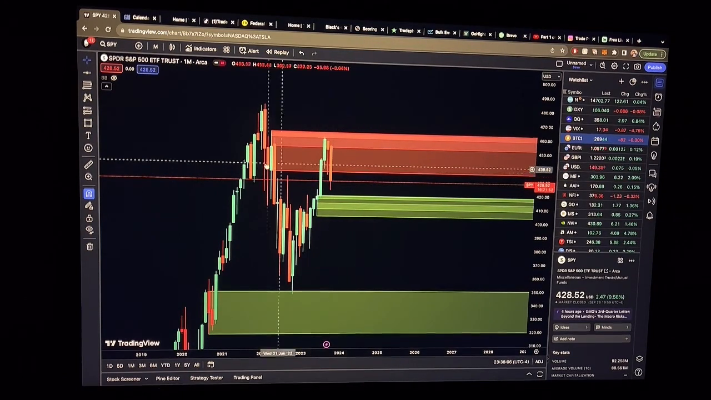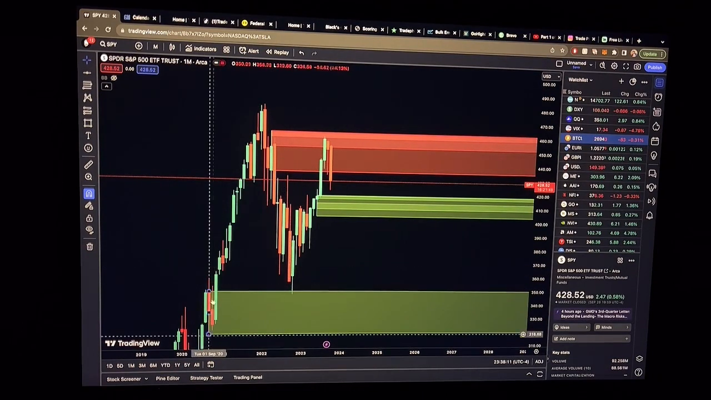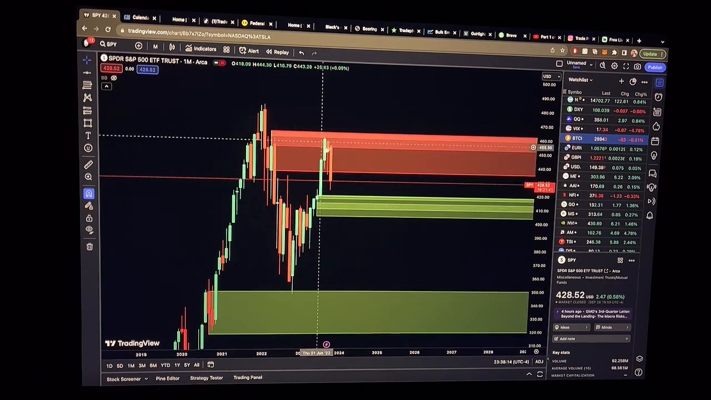Do I have any clear institutional order flow here? I do. I have impulse, balance, impulse, area of institutional selling, pushing price action down. Impulse, balance, impulse, area of institutional buying, pushing price action up. Price has already come back, hit that demand zone, popped right back up. Come back in, hit that supply zone, popped right back down, right?